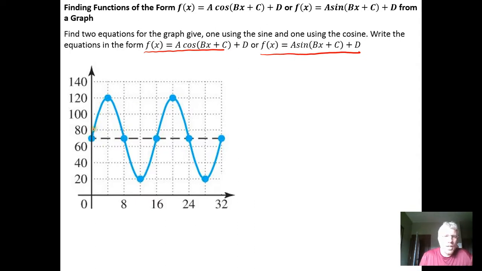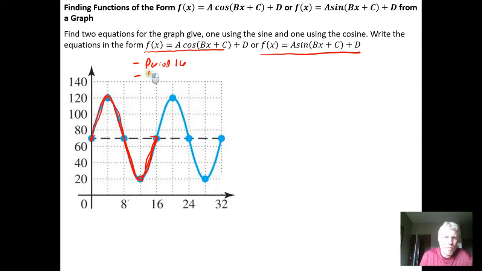So let's say we start with sine. Sine looks like it would be starting in its standard position on the midline, not reflected, and sweeping through 1 full period. So there's 1 full cycle of the sine function. It starts at 0, ends on 16, which tells me that the period is 16. So that's the first thing I get out of this. The midline looks to be about 70, but I can also calculate it as the midpoint between the bottom, the trough, which is at 20, and the crest, which is at 120.